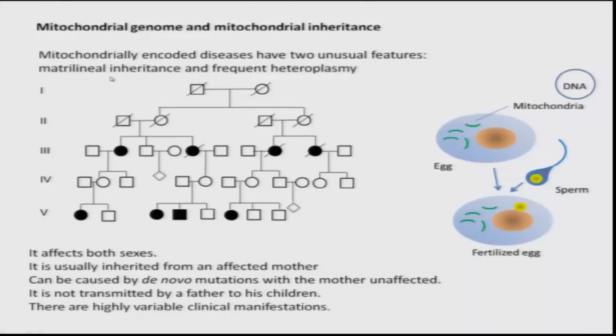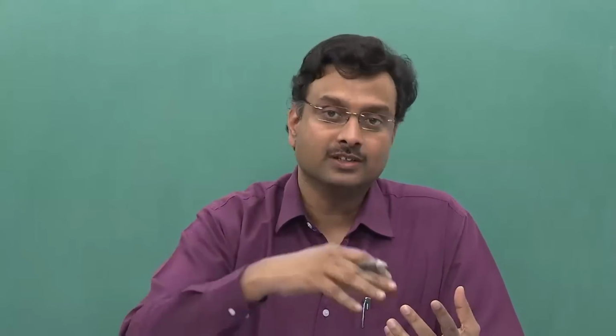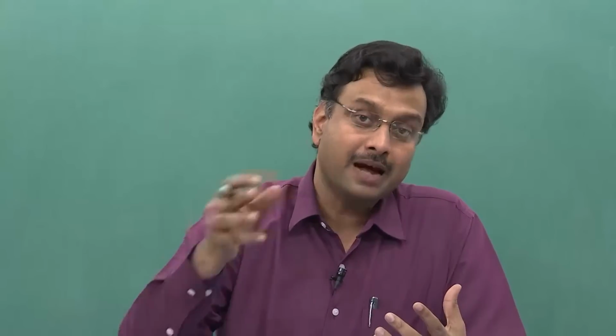And it is called matrilineal inheritance, meaning it is always transmitted by the mother, with frequent heteroplasmy, meaning there is a variation. It is not that every mitochondria in a cell is defective. When the cell divides, how the mitochondria are distributed to the two daughter cells determines whether the cell would function normally or not. If one of the two daughter cells inherited most of the bad mitochondria having bad DNA, that cell may not function as well as the other cell which is lucky enough to get most of the good mitochondria.